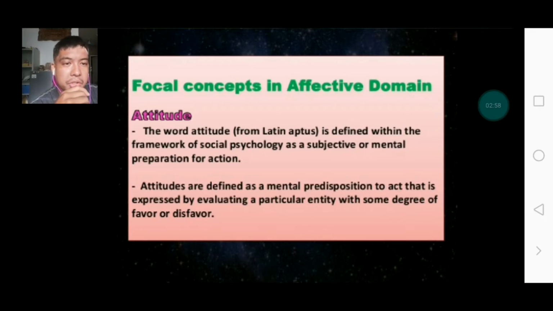The word attitude, from Latin aptus, is defined within the framework of social psychology as a subjective or mental preparation for action. Attitudes are defined as a mental predisposition to act that is expressed by evaluating a particular entity with some degree of favor or disfavor.